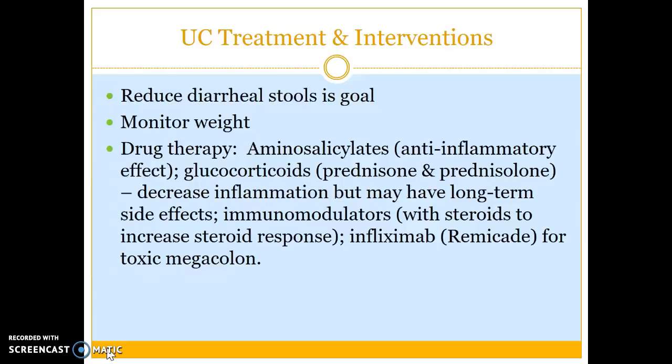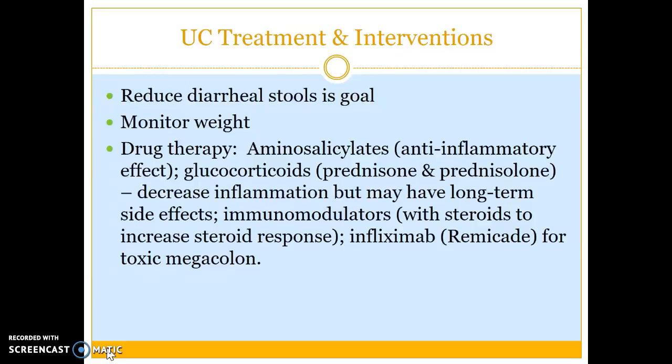They can be on anti-inflammatory meds, particularly glucocorticoids, but you have to watch for the long-term side effects, so make sure that you know what those might be. And then immunomodulators are drugs that can be given. They don't really help the disease as much as potentiate the steroid response. So sometimes you see those given in combination but not singly.